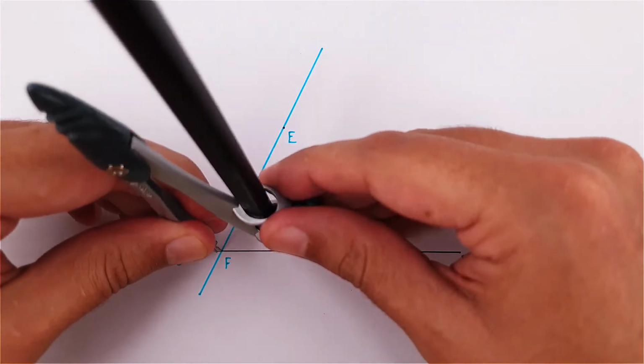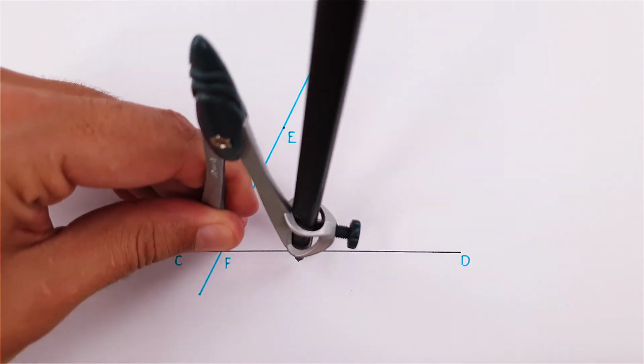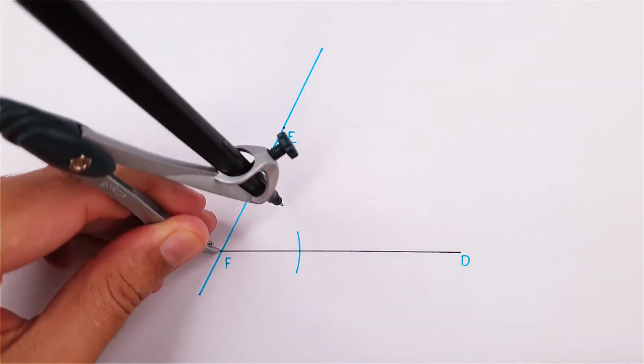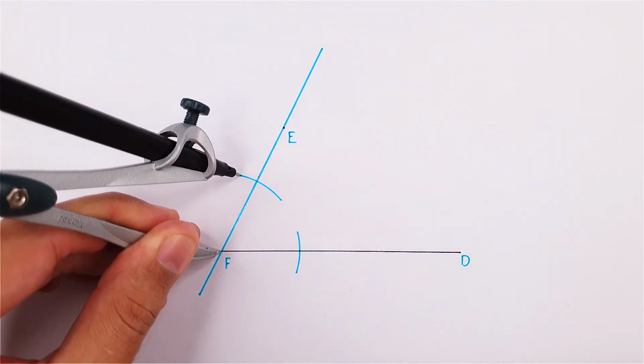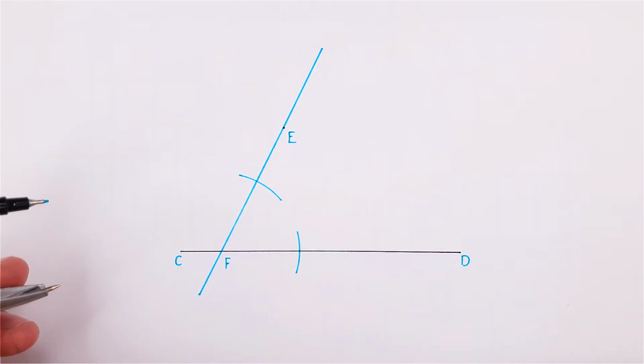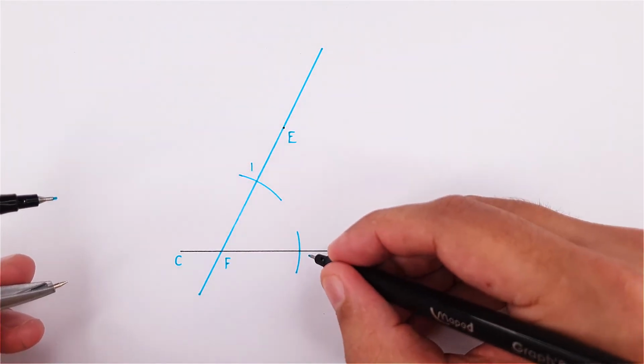Place your compass on point F and adjust it to any measurement. Draw an arc that will section through line CD and EF. Label these intersections as 1 and 2.